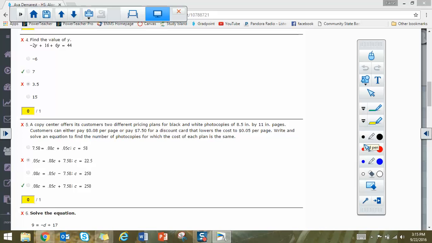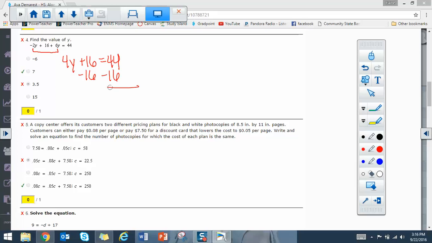So in this equation, we have like terms on the left side, so we actually need to combine these two terms together, the negative 2y and the 6y. Negative 2 plus 6 is 4, so we have 4y plus 16 equals 44. We're going to subtract 16 from both sides. That gives 4y equals 28. And then we divide both sides by 4, and we get y equals 7.